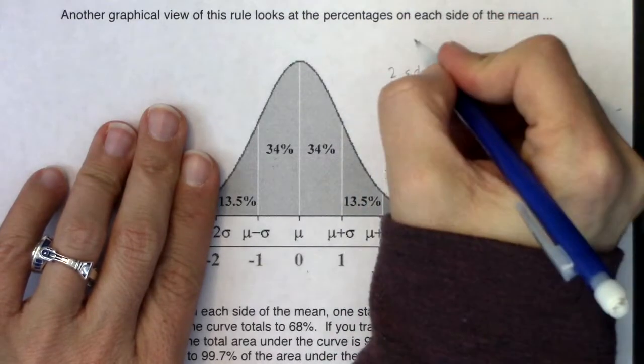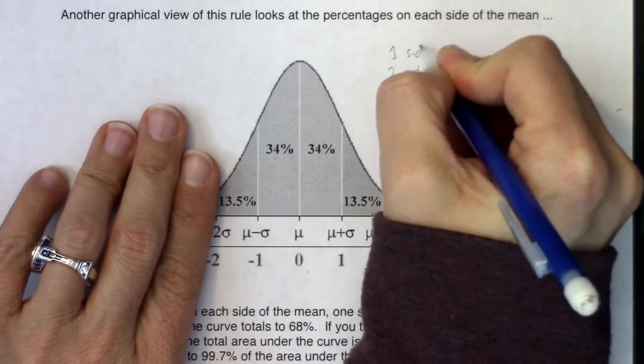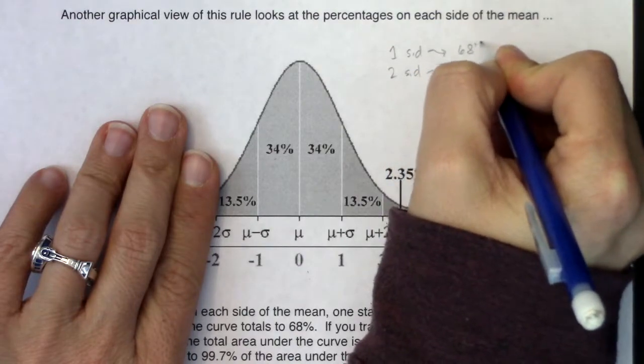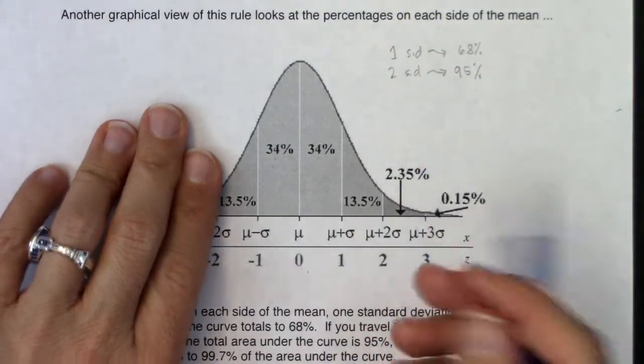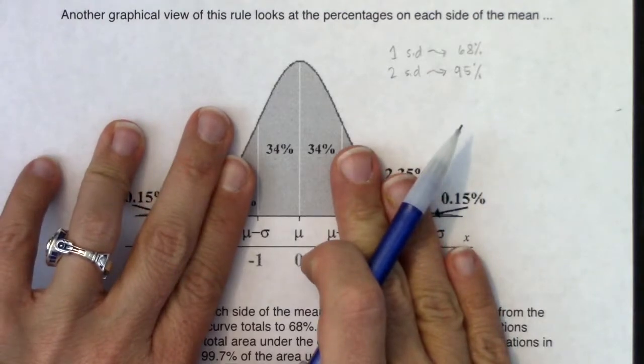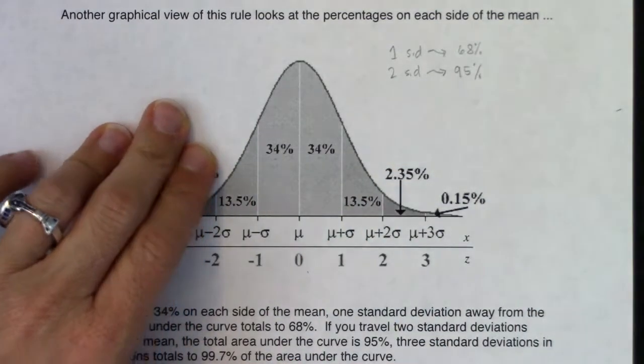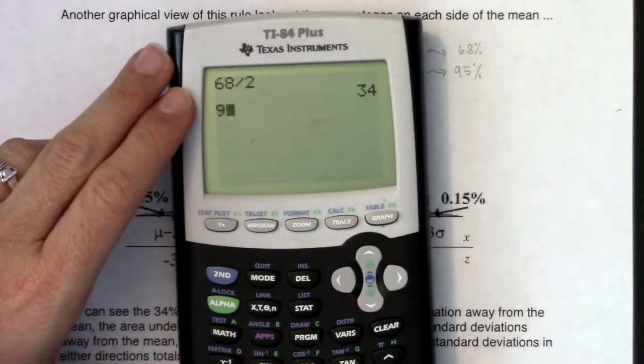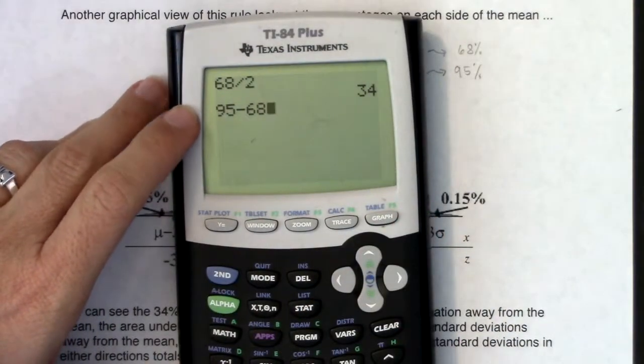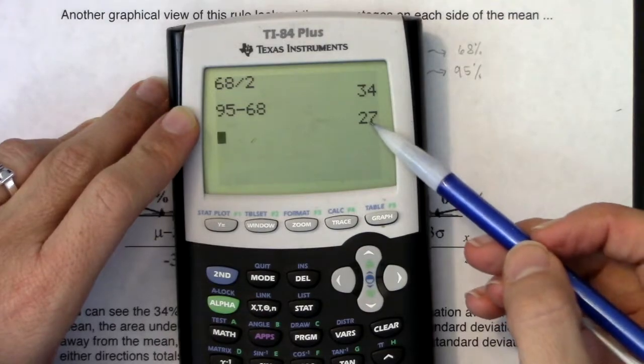If I had only gone the one standard deviation, that was 68%. So how am I getting 13.5? Okay, so look at the difference. You went from 68 to 95. Let's think about what we gained. So if I had 95 but started with 68, I gained 27%, right?